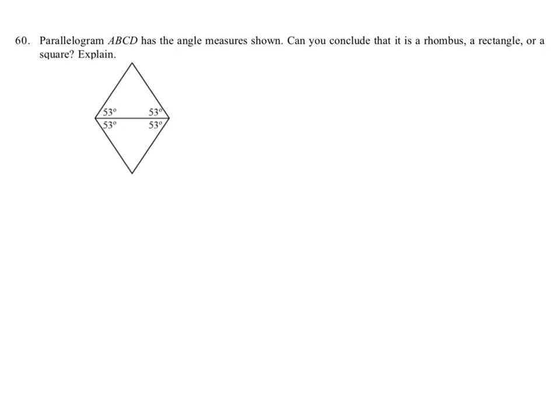Can we conclude that it is a rhombus, a rectangle, or a square? Well, even the advanced kids aren't required to be able to figure out that it's not a square because we're not getting 90-degree angles, and it's not a rectangle for the same reason. So let's see if it's a rhombus.